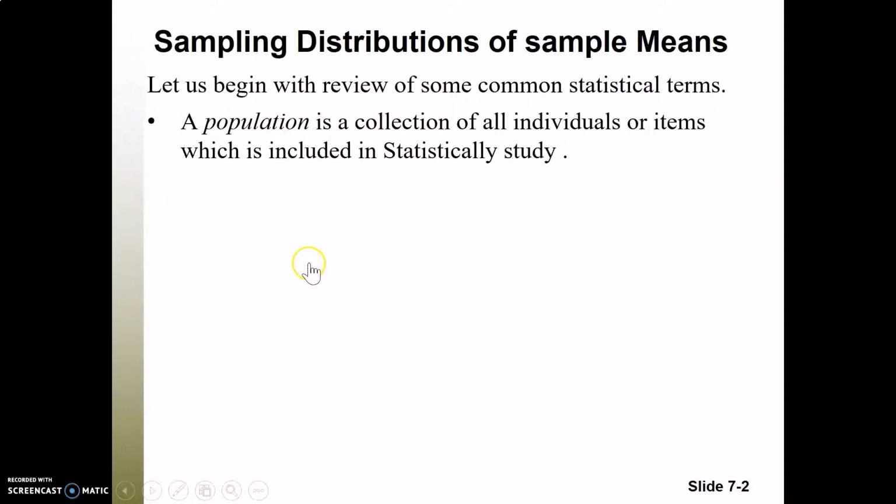What is a population? A population is a collection of all individuals or all items which are included in a statistical study. Let's say I want to know the average height of the students in Berkeley College. So all the students of Berkeley College will be my population. Not any other college, because what I am interested in is finding the average height of the students in Berkeley College. So all students of Berkeley College will be the population for this discussion.